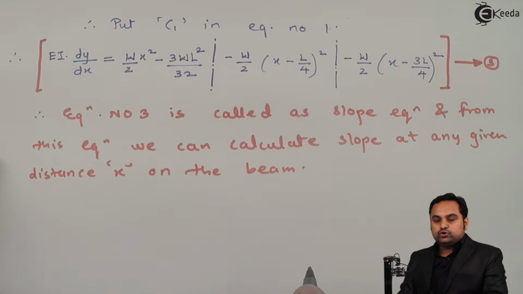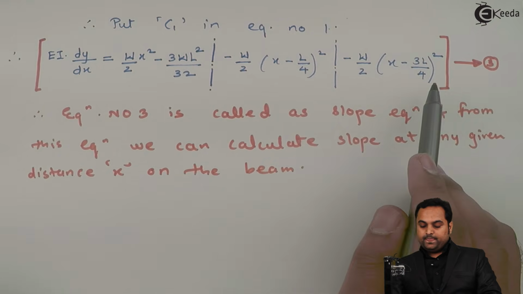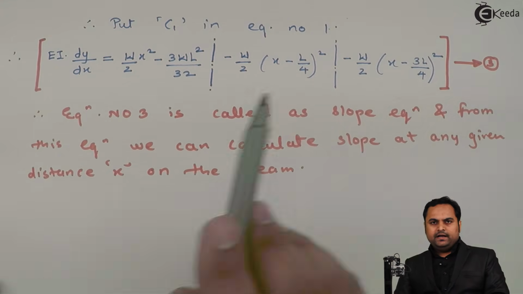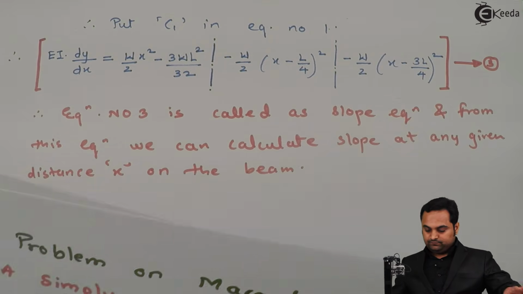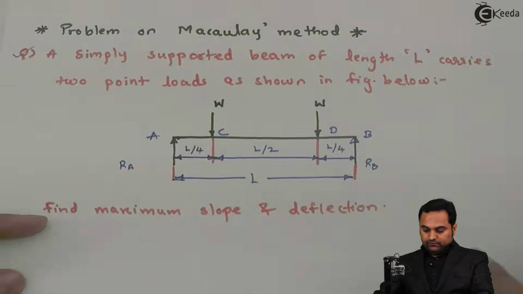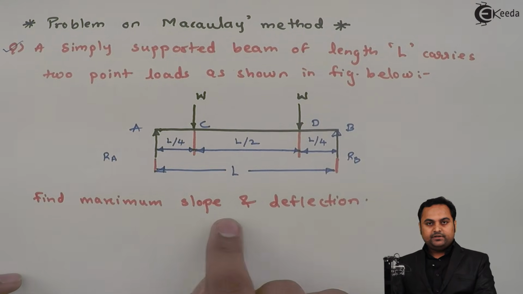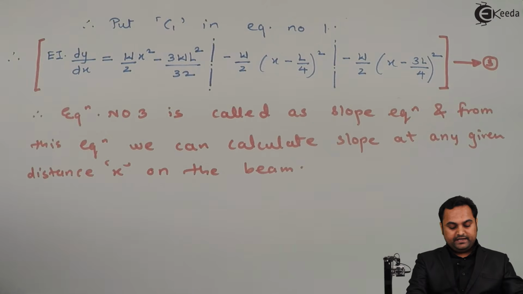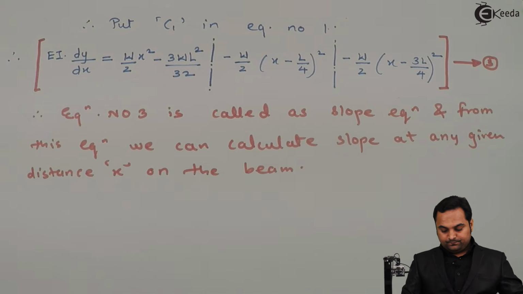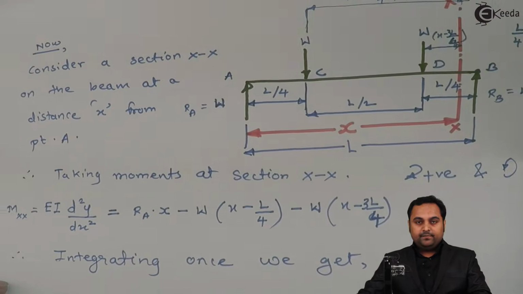So we can find out slope from this equation, which is equation number 3, at any given location. Now the question was, after getting the slope equation, we have to find out the maximum slope and deflection. So first for maximum slope, since we have the beam diagram, now where will be maximum slope?